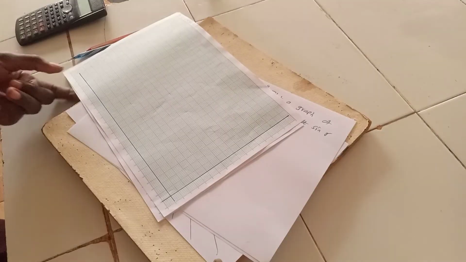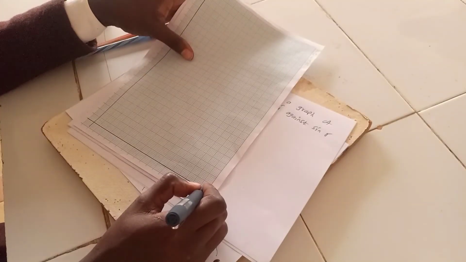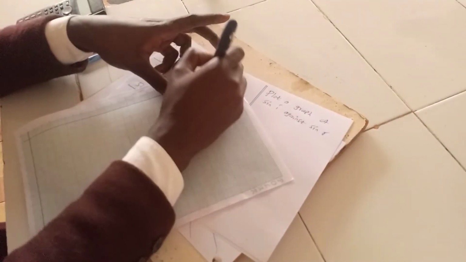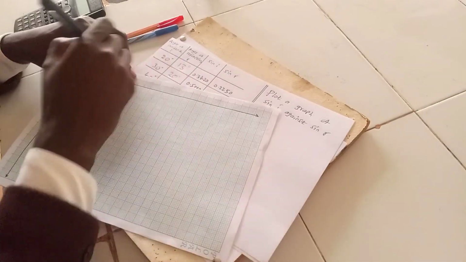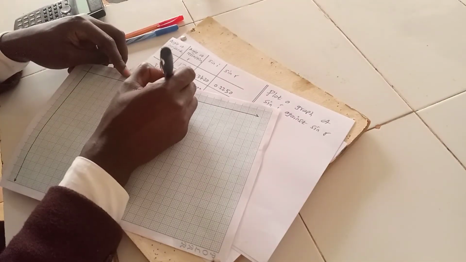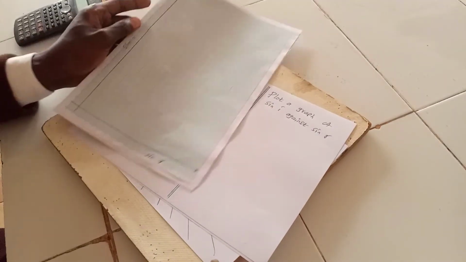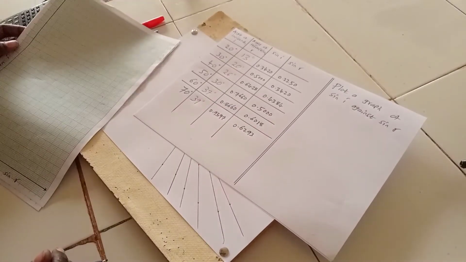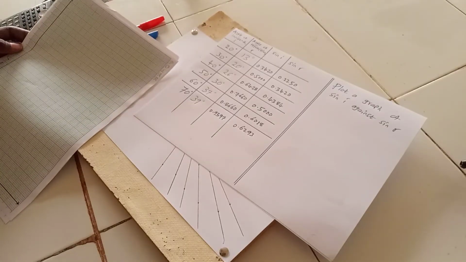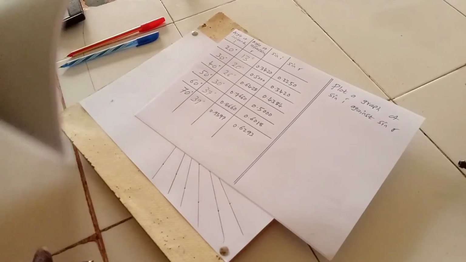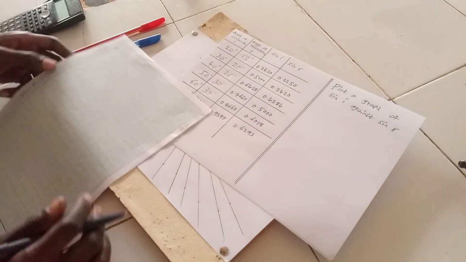The axis must have arrows. And then with that, we can label this side sine i, and this side sine r. Then we have to ask ourselves, on the side of sine i, the largest value is 0.9, and on the side of sine r, the largest value is 0.6. So for sine i, we are going up to 0.9.